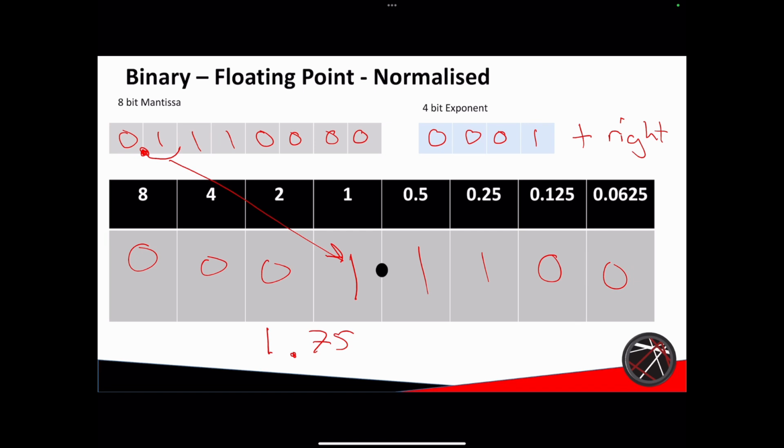You can sort of see how the fixed point is being used once you've established where the decimal place is. So all the floating point is actually doing is just moving the decimal place to the point where we need it, so that when we use a fixed point mechanism, it then gives us the answer that we're looking for.